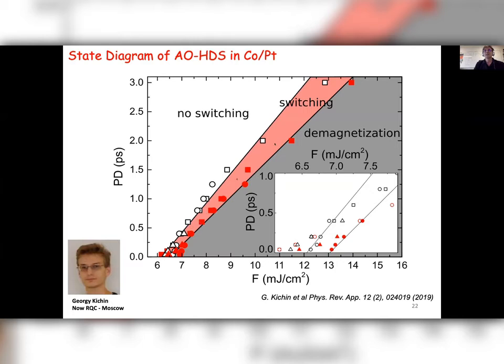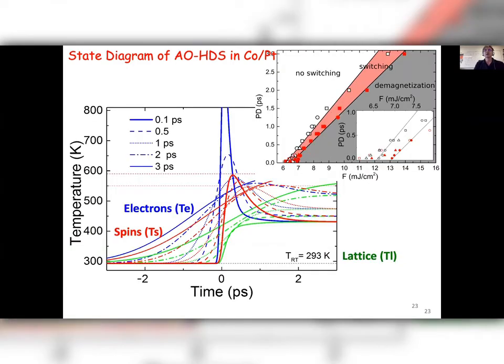What is clear is that in the case of all-optical helicity-dependent switching, if you have a longer pulse duration, you need a little bit more fluence, but you have a larger range of fluence for which switching is observed. It gets really narrow if you have a short pulse duration. So with this, we could look at different positions where we do have switching and obtain the fluence needed for different pulse durations, going from 100 femtoseconds to 3 picoseconds.